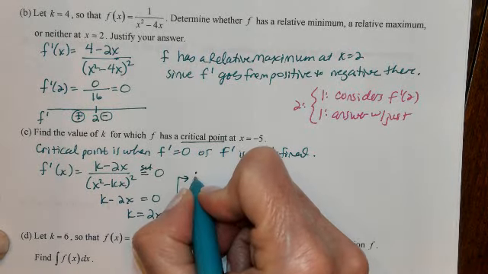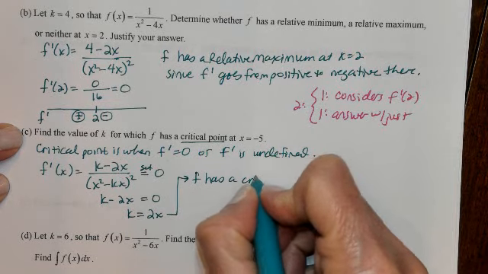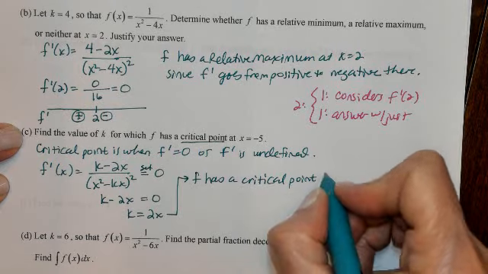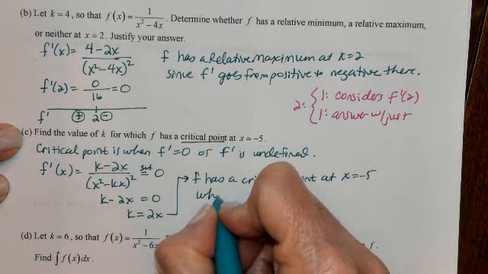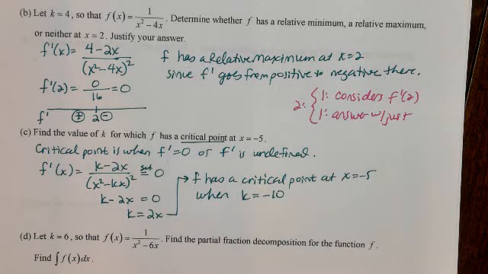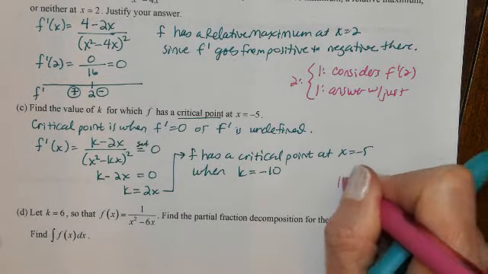So f has a critical point at x equals negative 5 when k equals negative 10. Okay? And this was just worth 1 point for the answer.